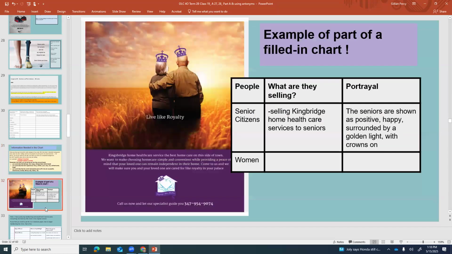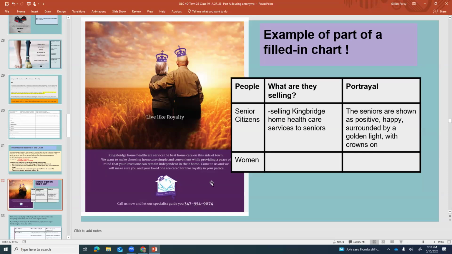So here is an example. This is a magazine ad I found. Again, for those who are in Radio Land, there is a senior citizen couple facing away from the camera. They are staring off into the sunset, standing in a field of golden wheat, and there's a soft golden sunset, and they're wearing sort of odd purple two-dimensional crowns on their head. And then their big tagline is "Live like royalty."